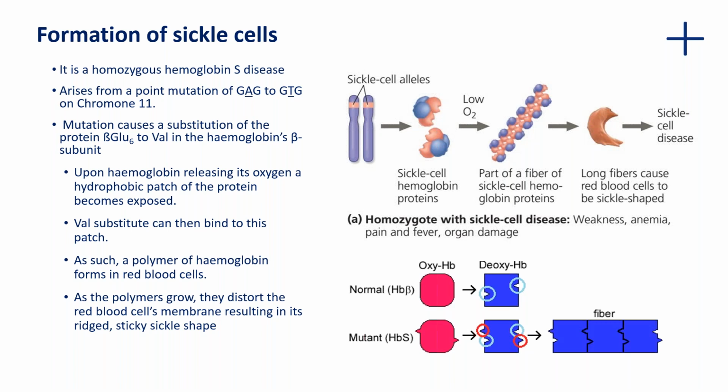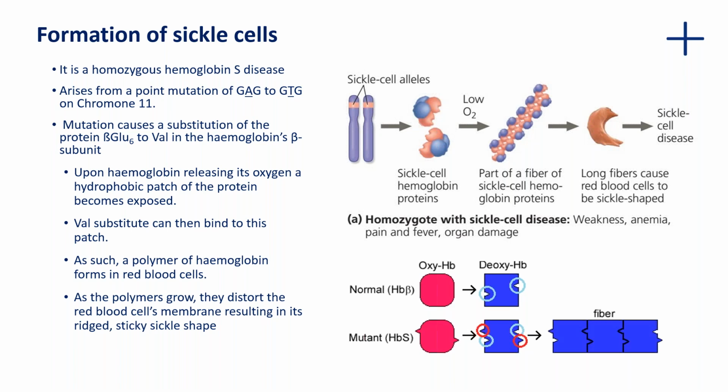So the formation of these sickle cells arises as a result of a point mutation on chromosome 11. There is a point mutation where adenine is swapped by a thymine nucleotide, and the mutation causes a substitution of the amino acid glutamic acid to valine in the hemoglobin beta subunit.